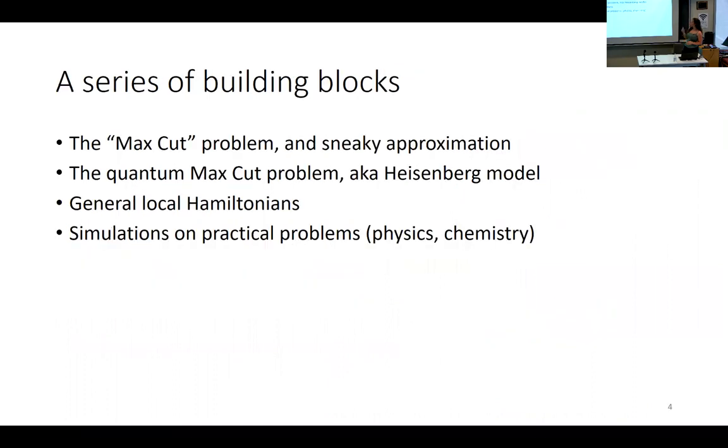Okay, so I'm going to start out by talking about the max cut problem, which maybe some of you have heard of. That's a classical constraint satisfaction problem, but it gives us the flavor of the strategy. Then I'll talk a lot about my work on the quantum version of that problem. This is also known as the Heisenberg model. And then I'll very briefly talk about my work with more general local Hamiltonians and applying this work to practical physics and chemistry problems.